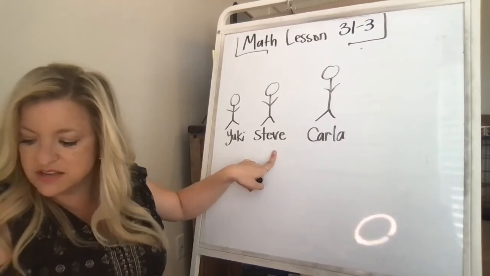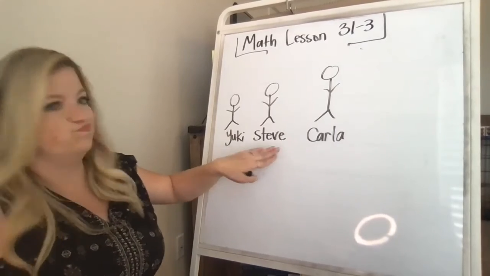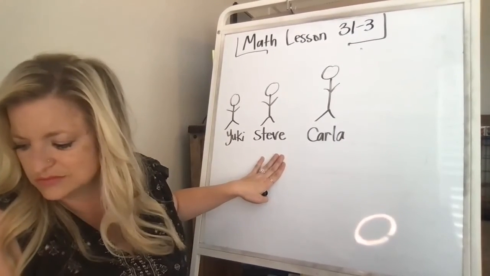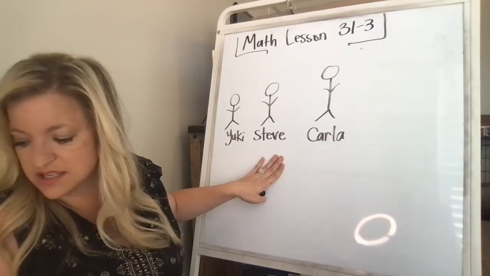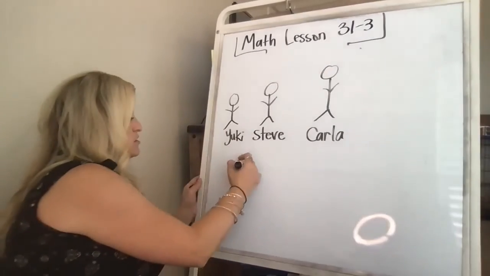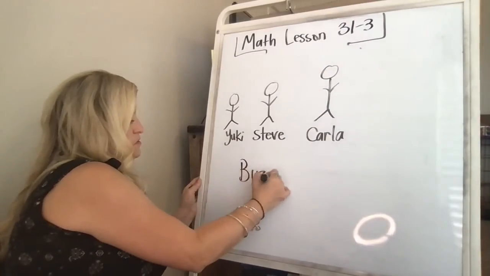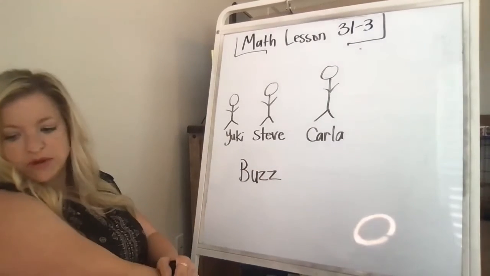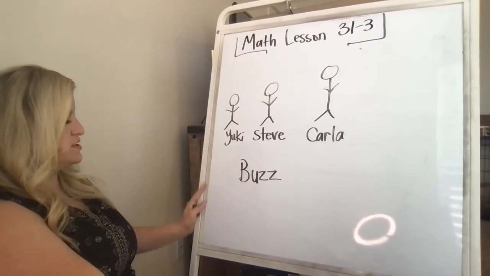Boom says Steve is the shortest. Buzz says Yuki is the shortest. Who is correct? Circle. Buzz. Buzz is right. He says Yuki is the shortest, and she is.